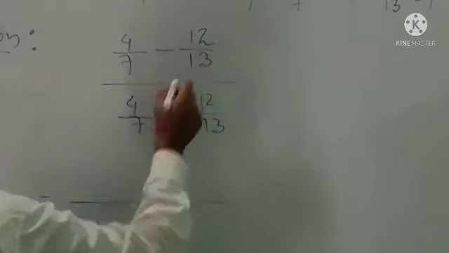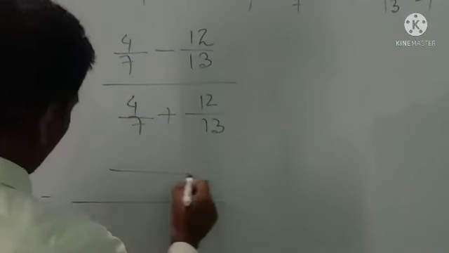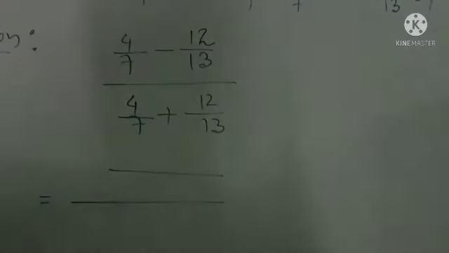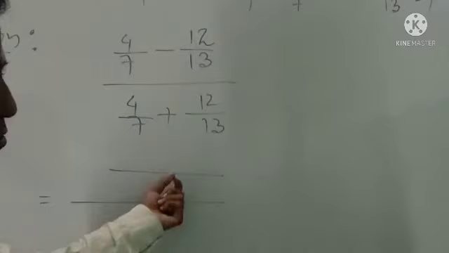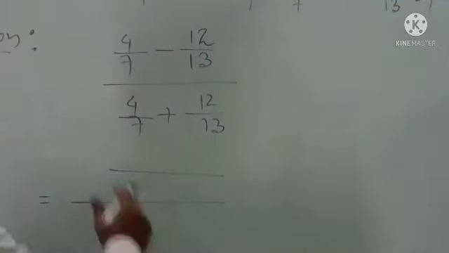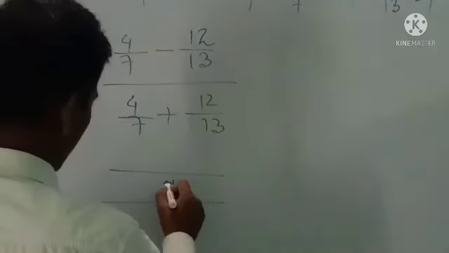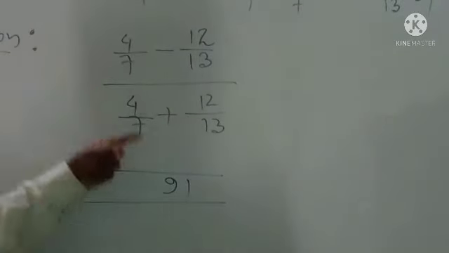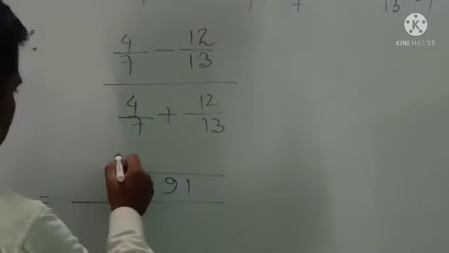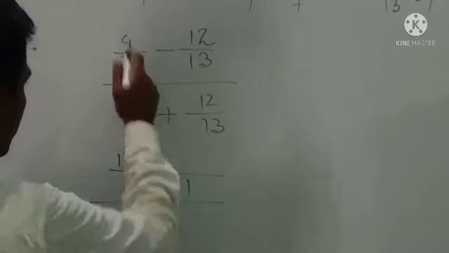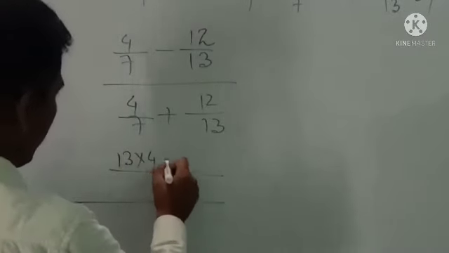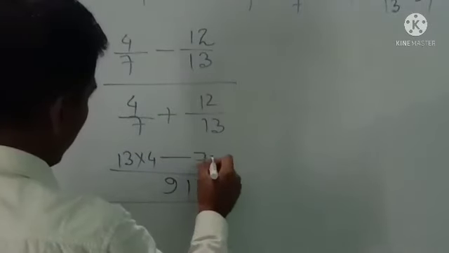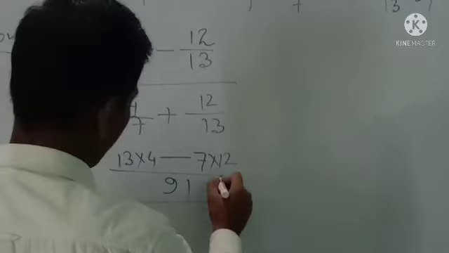4 by 7 minus 12 by 13. So 7 and 13 both are prime numbers, you see. So now you have to multiply in order to get the LCM. 7 times 13 is 91. That is the LCM. By 7, if you divide 91, you will get 13 times. 13 into numerator was 4, so 13 into 4 minus, by 13 if you divide 91, you will get 7 times, and numerator was 12.